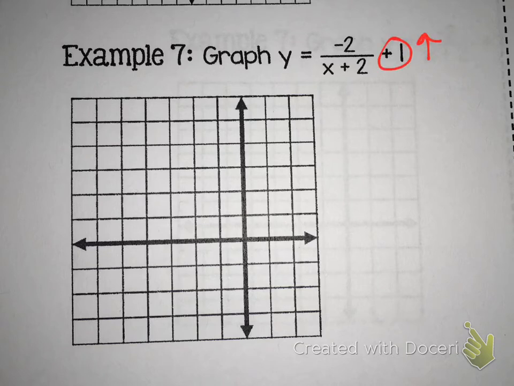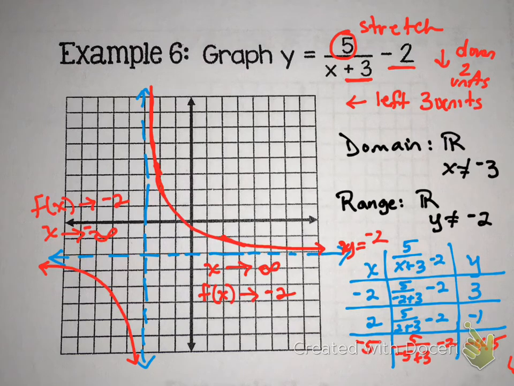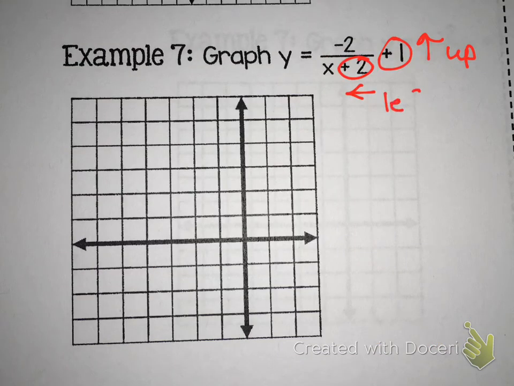This is going to move your graph up 1 unit. This is going to move your graph to the left. We're moving it left again, left 2 units. And this negative tells us it's going to be a reflection, so I already know it's going to change the quadrants. So it's going to be in quadrants 2 and 4. And the 2 is going to give us a stretch.